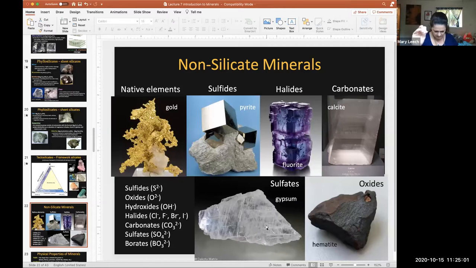So there's 14. This is given a name called satin spar. It has a satiny sheen to it, or luster is the name we give it. Here's 15. It looks a little different. It doesn't have these striations on the outside that 14 does.